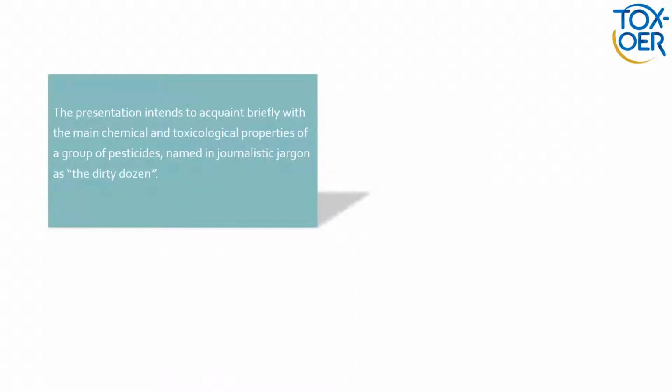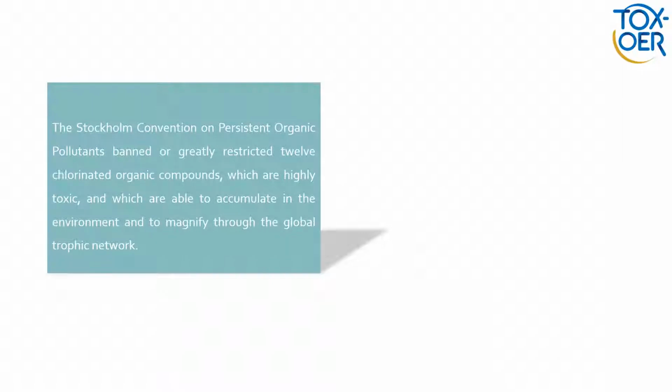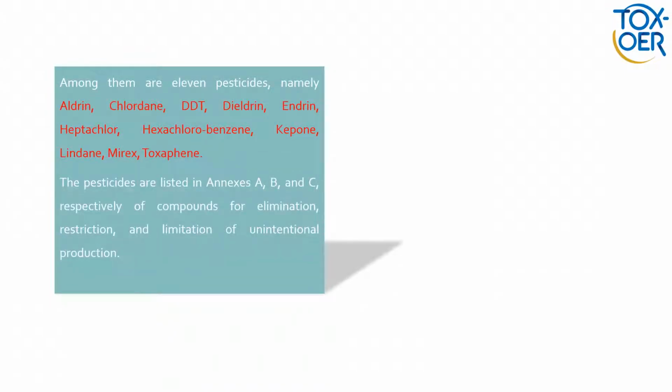The presentation intends to acquaint briefly with the main chemical and toxicological properties of a group of pesticides, named in journalistic jargon as the Dirty Dozen. The Stockholm Convention on Persistent Organic Pollutants banned or greatly restricted 12 chlorinated organic compounds which are highly toxic and which are able to accumulate in the environment and to magnify through the global trophic network. Among them are 11 pesticides. These pesticides are listed in annexes A, B, and C, respectively, of compounds for elimination, restriction, and limitation of unintentional production.